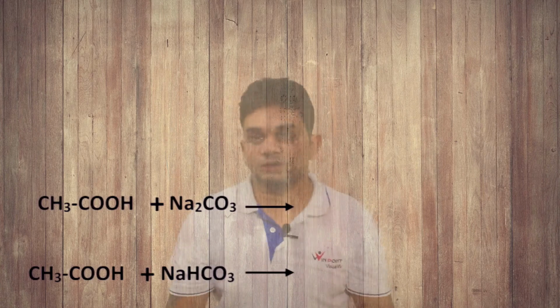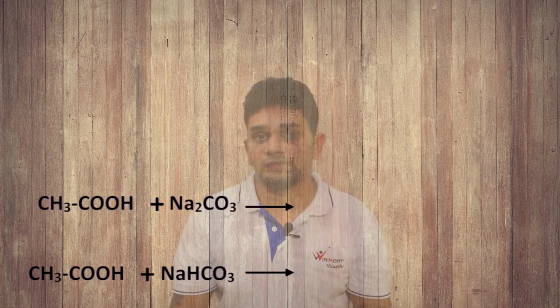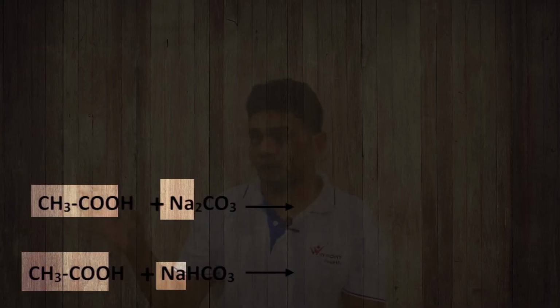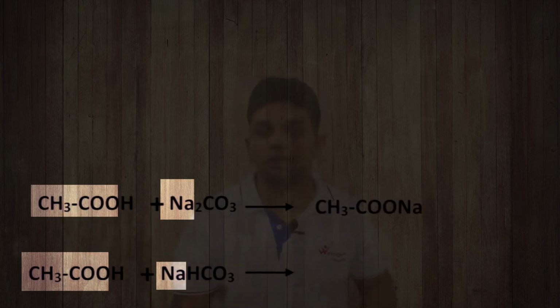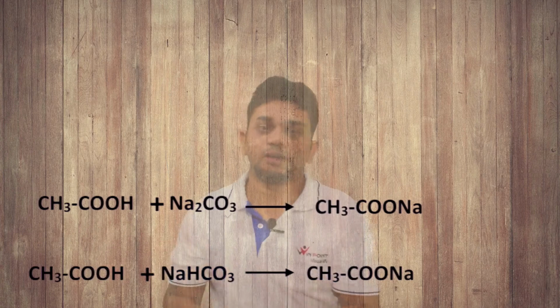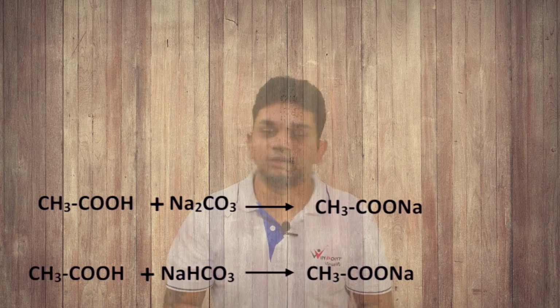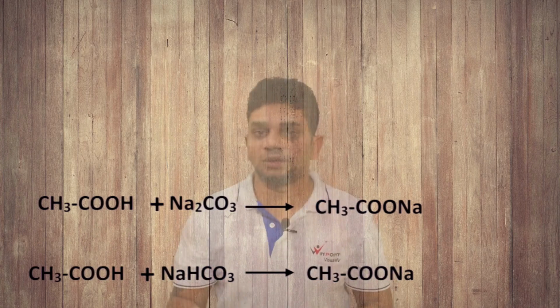Can you predict the products here? Very easy. There are CH3COOH and Na2CO3, CH3COOH and Na. So it will be CH3COONa. In both reactions there will be CH3COONa, because sodium is there and ethanoic acid is there. So there will be CH3COONa, sodium ethanoate.